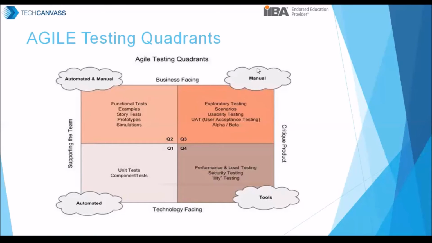Great. Now we'll go ahead to Agile Testing Quadrants. In the quadrants, we have 4 quarters: Q1, Q2, Q3, and Q4. Q1 is unit tests and component tests. Since we are following Agile, the first thing we do is automate it. The component testing and unit testing is automated.